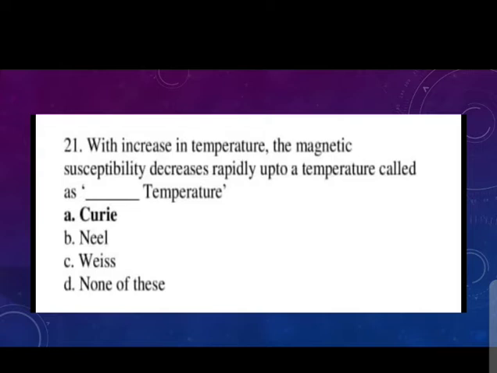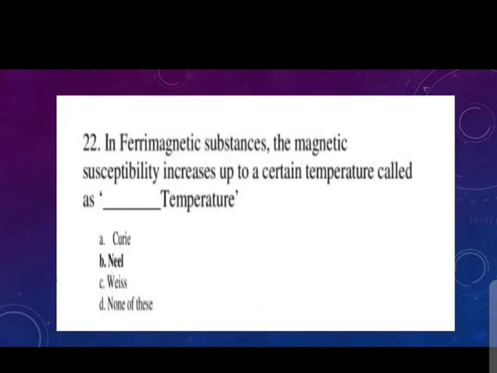So, moving to our first question, with increase in temperature, the magnetic susceptibility decreases rapidly up to a temperature called as dash temperature. So, our options are A. Curie, B. Neel, C. Weiss, D. None of this. So our correct option is A. Curie.